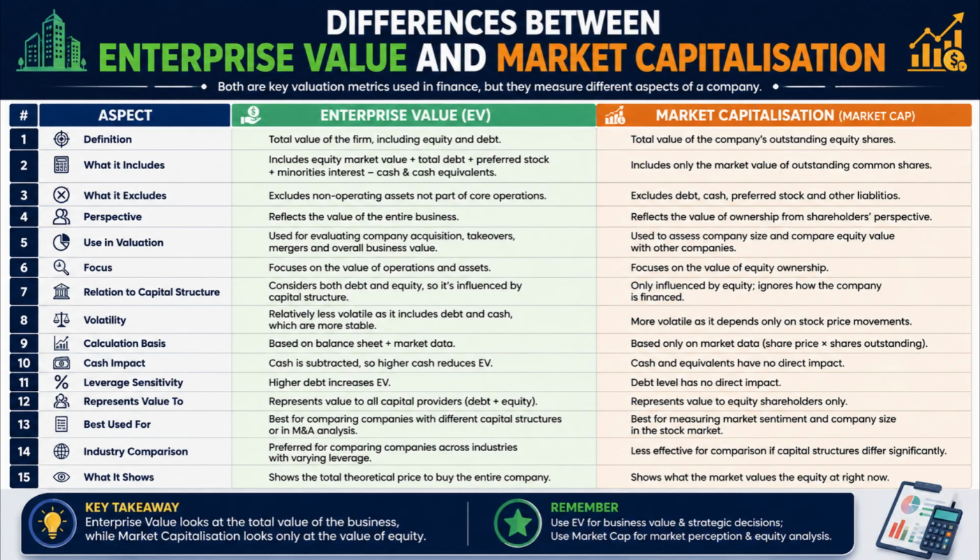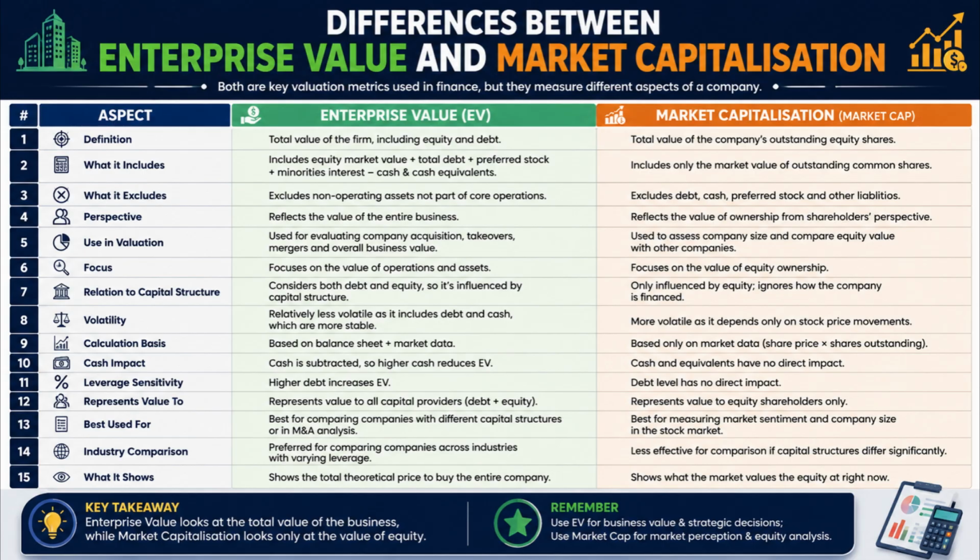Number 10. Enterprise value decreases when cash holdings increase because cash is deducted, whereas market capitalization is not directly affected by cash balances. Number 11. Enterprise value is highly sensitive to leverage and debt levels, whereas market capitalization is not directly influenced by debt. Number 12. Enterprise value represents value available to all capital providers including lenders and shareholders, whereas market capitalization represents value available only to equity shareholders.